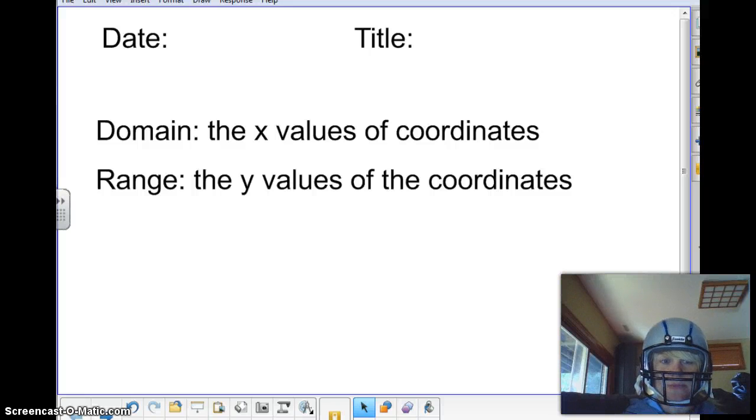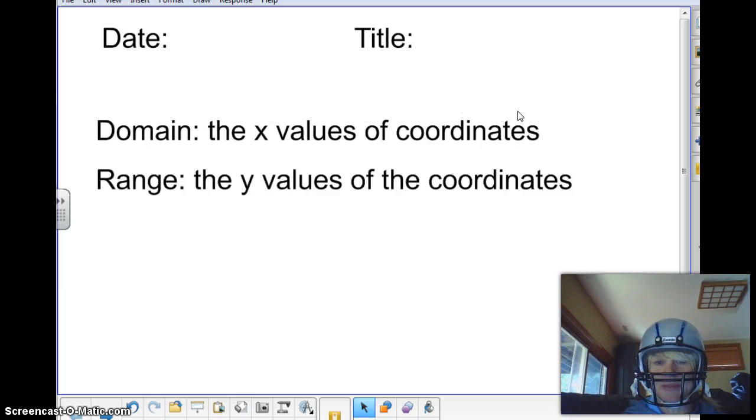Okay, so tonight we're going to be talking about domain and ranges of coordinate planes. So make sure you put in your date. You might want to just title it domain and range. And we're going to be using these two words quite a bit throughout the year.